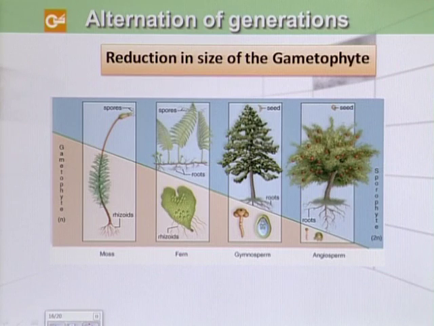It is another thing to note here that there is a reduction in the size of the gametophyte over the period of time. When evolution happened, from mosses to angiosperms, or bryophytes to pteridophytes and then vascular plants, we have seen that there is a reduction in the size of the gametophyte, as we can see here. It is also noteworthy that in bryophytes there is a dependency of the sporophyte on the gametophyte, which is gradually shifted to the dependency of the gametophyte on the sporophyte.